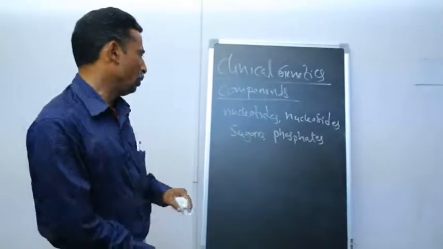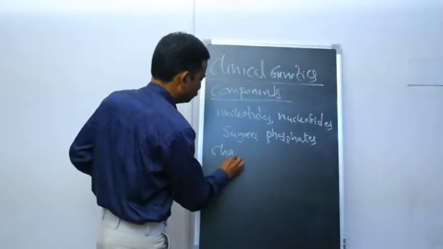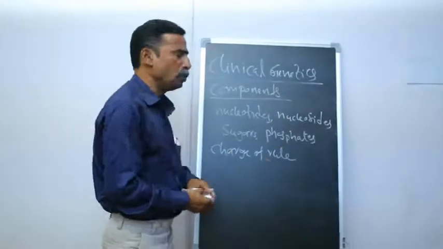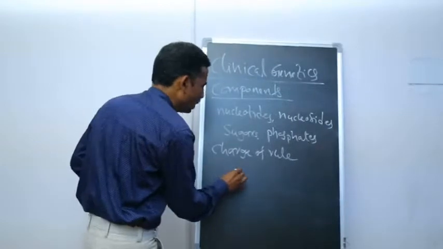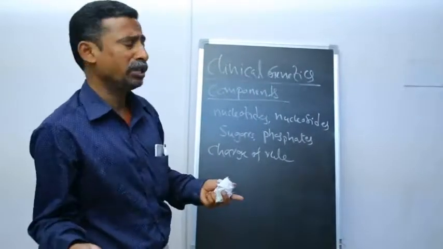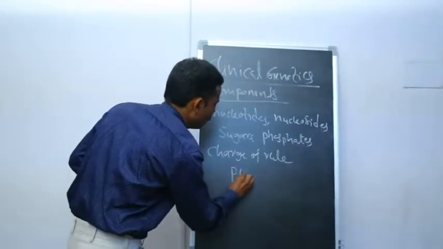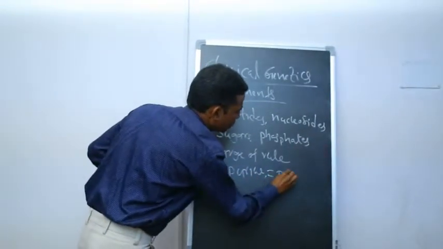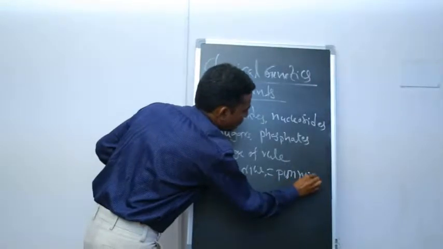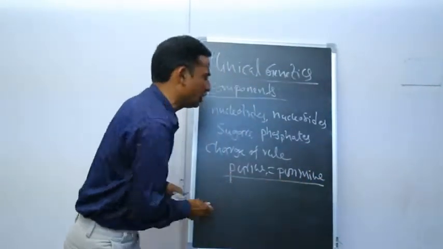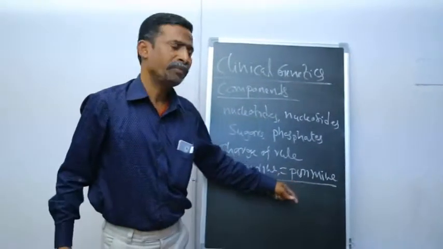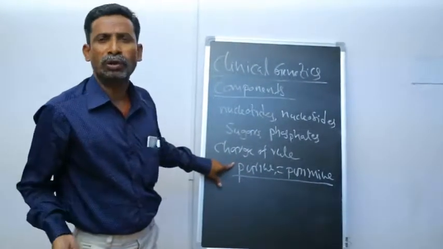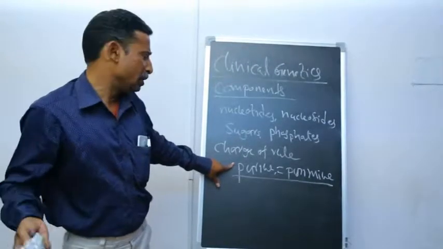According to Chargaff's rule, in every organism, purine bases are equal to pyrimidine bases. Purine bases equal pyrimidine bases. This is Chargaff's rule, and it is applicable to every organism in every species. It is the universal rule for every organism.